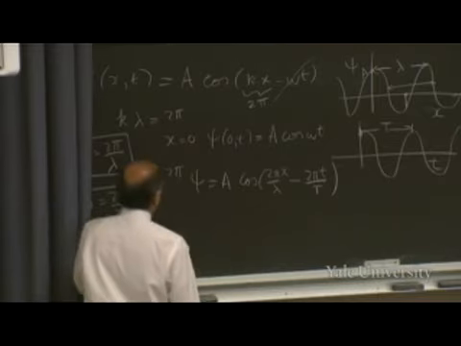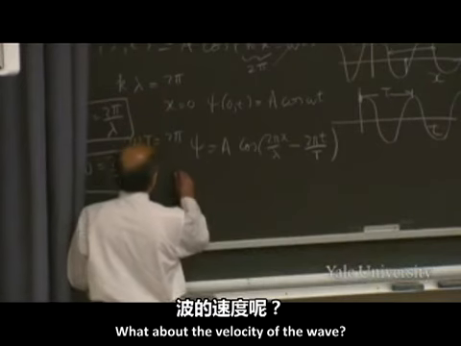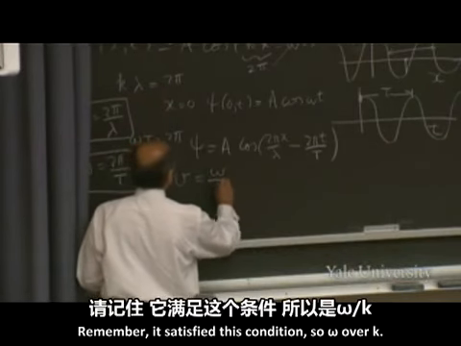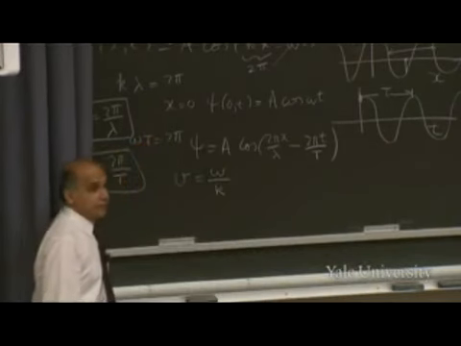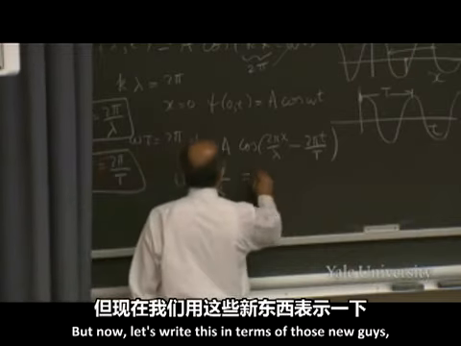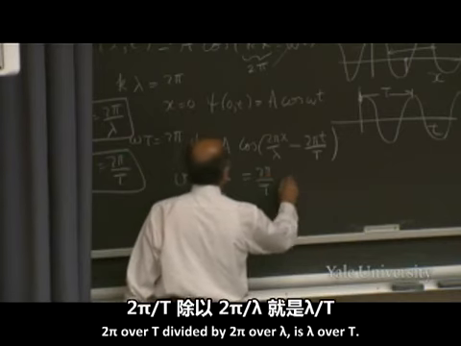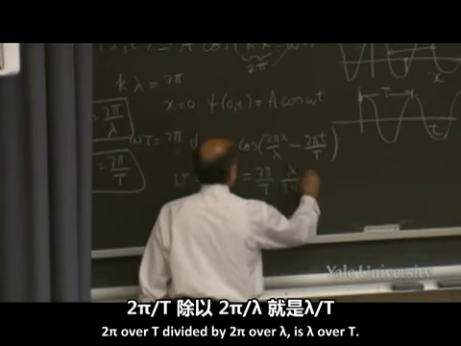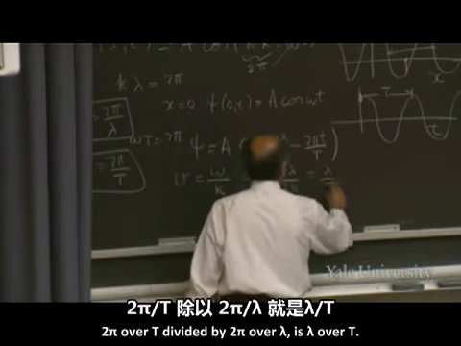Okay. What about the velocity of the wave? You remember it satisfied this condition. It's omega over k. But now let's write this in terms of these new guys. 2 pi over T divided by 2 pi over lambda. It's lambda over T.